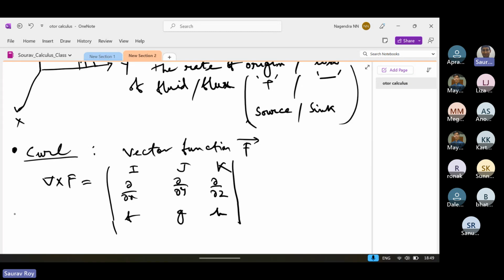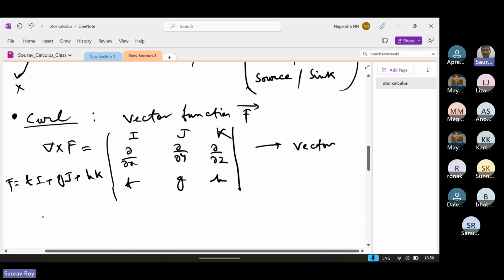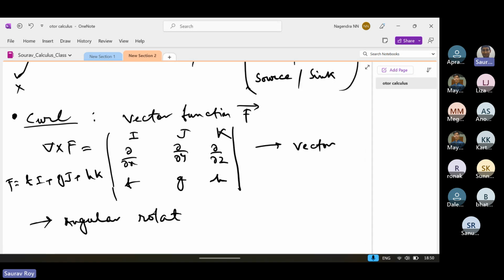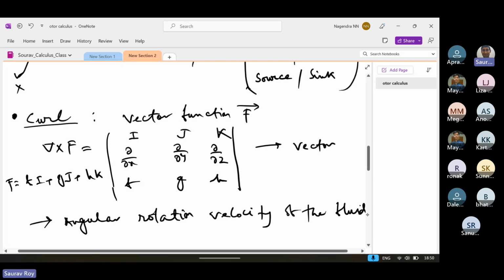So what are these f, g, h? These are the components of f. You can write f as fi plus gj plus hk. So i, j, k are the three unit vectors and f, g, h are the components. So accordingly you can calculate the curl of this. So remember, this will be a vector, and the simple interpretation of this is the angular rotation velocity of the fluid or flux at this point, at a particular point P.